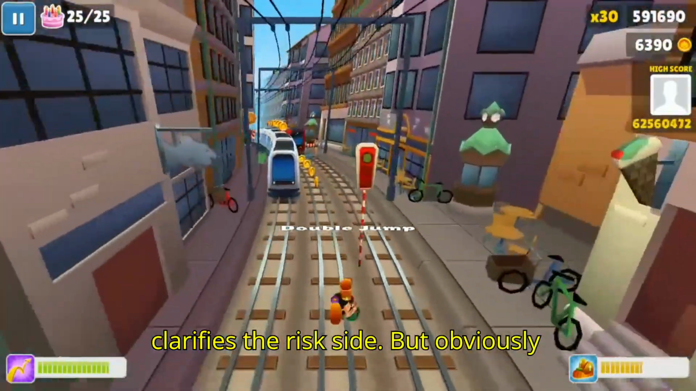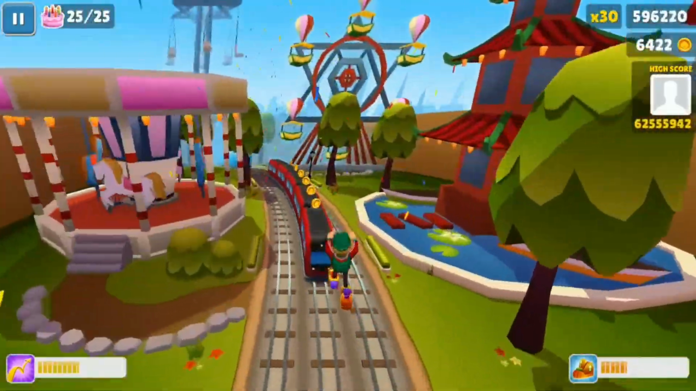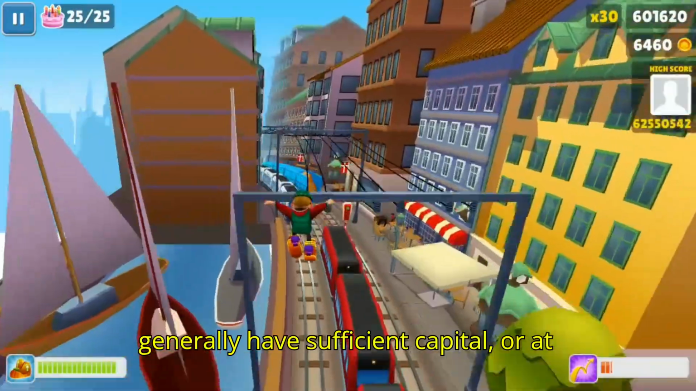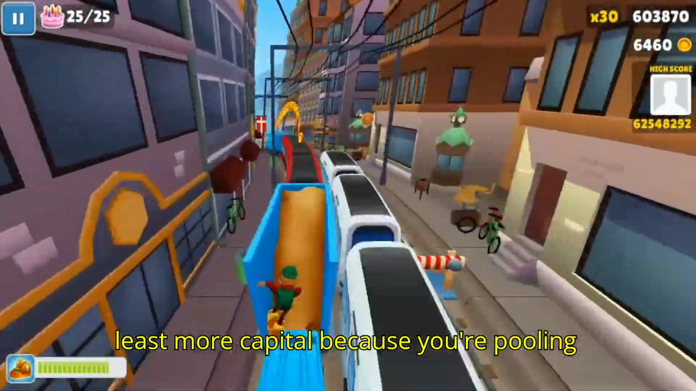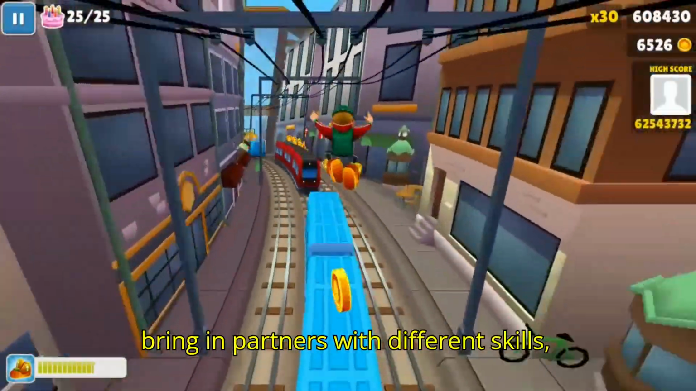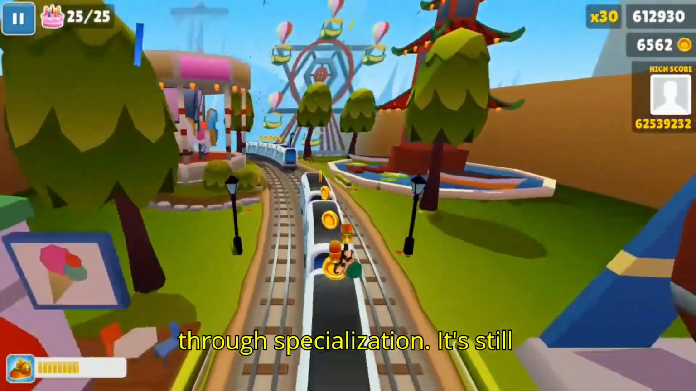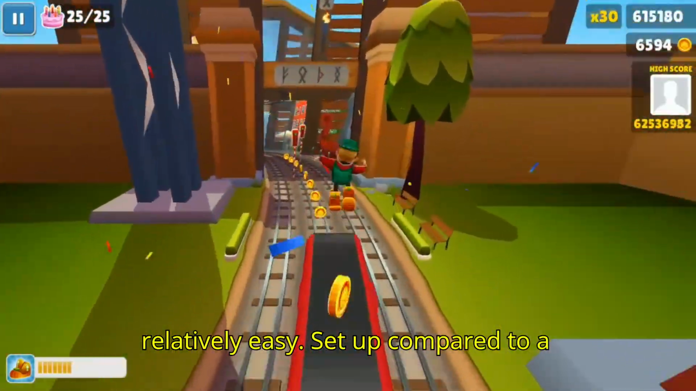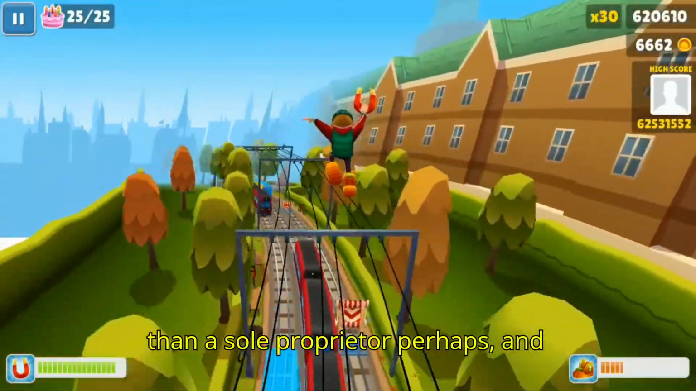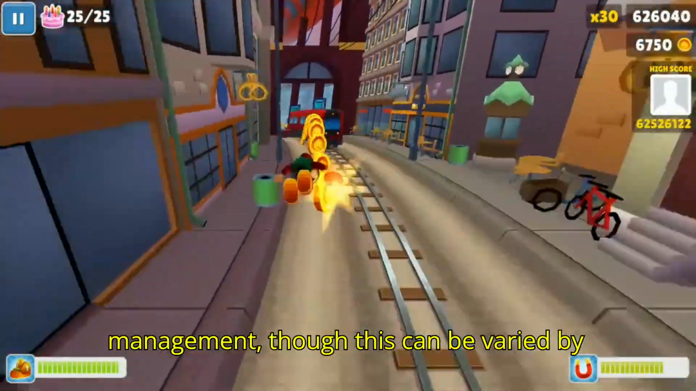Okay, that clarifies the risk side. Yeah. But obviously people form partnerships, so there must be advantages over going it alone. Definitely. The merits directly address the sole proprietorship's weaknesses. You generally have sufficient capital, or at least more capital, because you're pooling resources. Shared ownership can increase the incentive to work hard. You can bring in partners with different skills, leading to more effective management through specialization. It's still relatively easy to set up compared to a company. You can maintain a fair degree of secrecy, get facility of loan easier than a sole proprietor perhaps, and decisions can still be reasonably prompt. Partners usually have equal rights in management, though this can be varied by agreement.